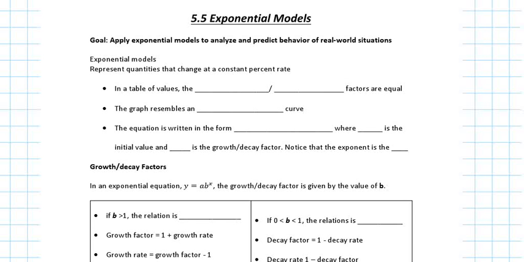Type of regression that we're going to learn in this course. And the final one is the exponential model. Okay, so we talked about the linear, we talked about the quadratic. Now we're going to look at how we can perform the exponential models. Exponential models represent quantities that change at a constant percent rate.